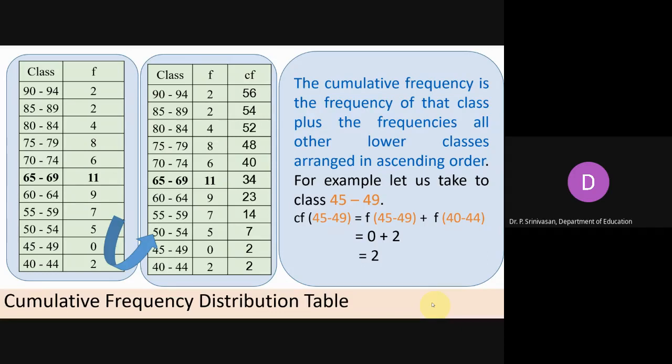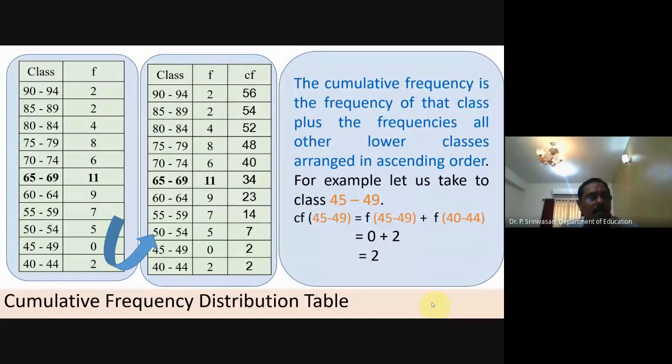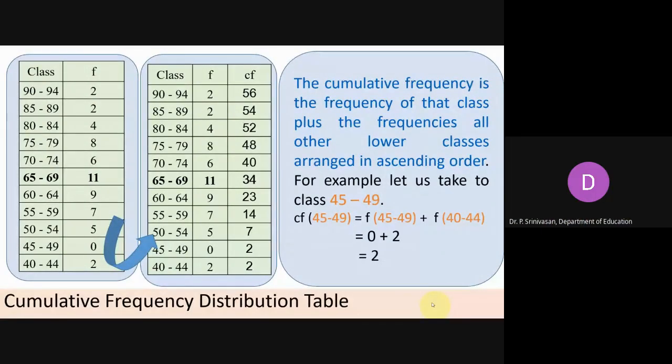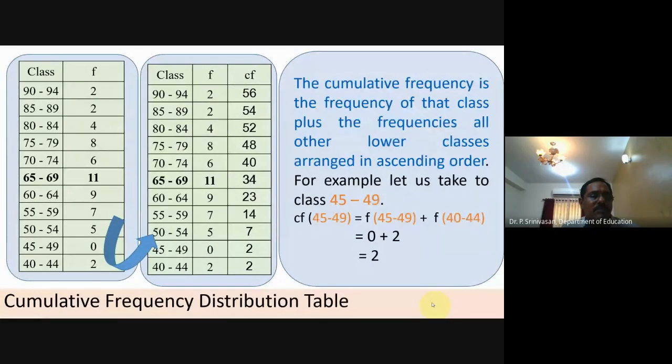45 to 49, the actual frequency of that class is 0. Cumulative frequency is the frequency of that particular class plus all those classes below. That's all the formula. Cumulative frequency is equal to the frequency of that particular class plus all those frequencies below, which is a capital F in the formula. Okay, therefore 2 plus 0 is equal to 2.